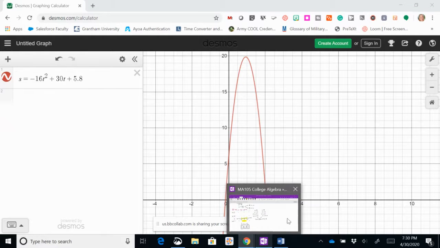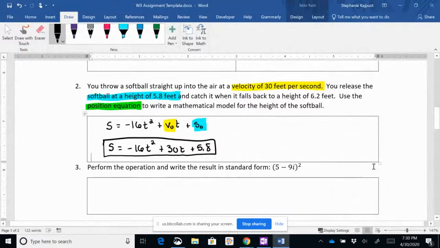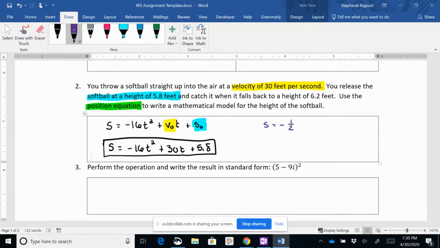This equation actually does come from gravity. Gravity is actually involved. Let me get my, oops, I accidentally muted you guys. I'm hitting the wrong button. So I'll just open this back up. This is way more than you need to know for this problem. But the actual equation is negative 1/2 a t squared plus v naught t plus s naught. That is the actual equation, and that's what's used in physics.